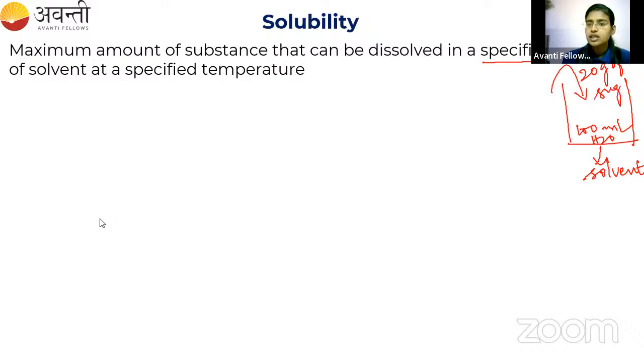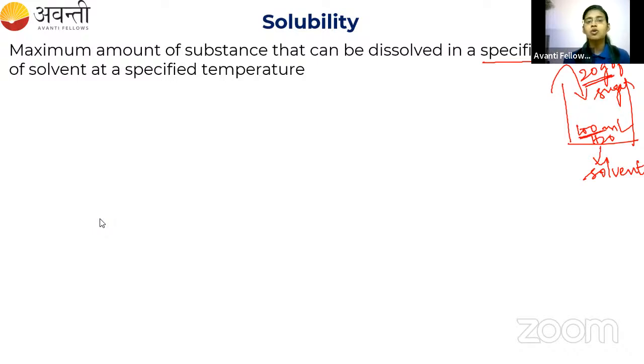Okay. And here sugar is the solute. So the maximum I can add is only 20 grams. That is the maximum amount of the substance that can be dissolved in 100 ml of water. If I add 25 gram, or 30 gram, or 50 gram, this 100 ml of water cannot dissolve that 50 gram of sugar. Only 20 gram can be dissolved in this 100 ml of water.